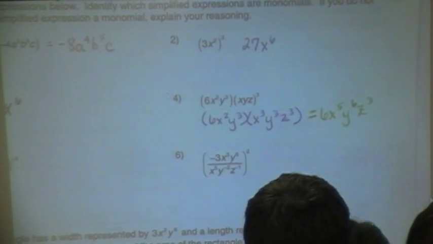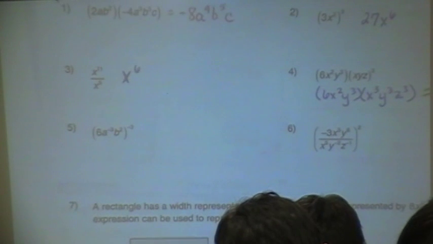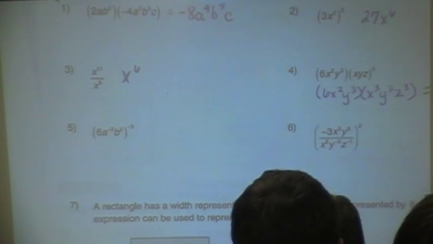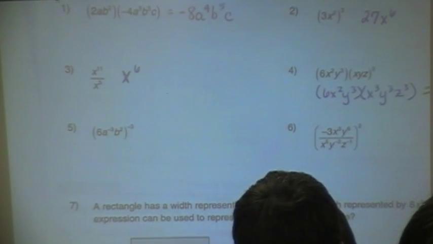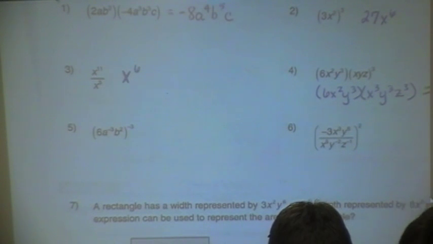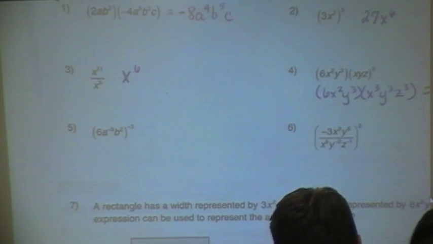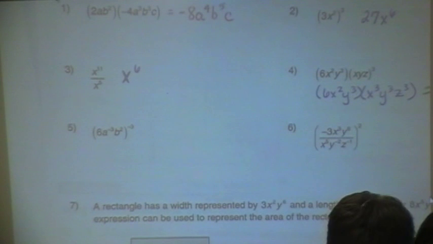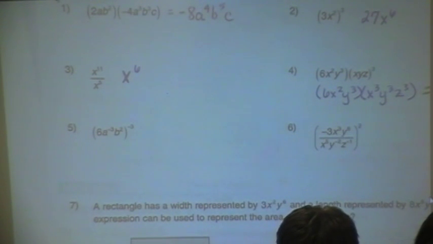Okay, now on number 5, there's a couple of different things you can do, because the rule about negative exponents doesn't really fall anywhere in PEMDAS. You just have to fix that kind of thing. So do I fix it at the beginning, or at the end, or when should I fix it? It doesn't really matter, as long as you fix it.